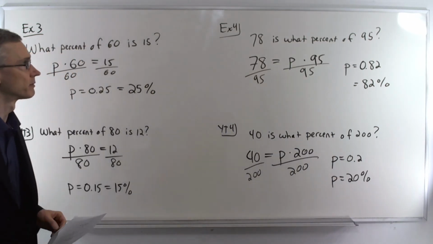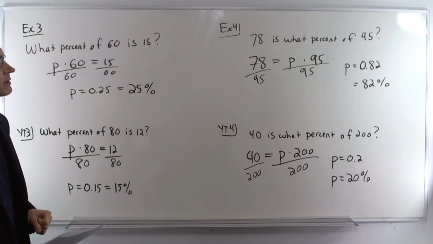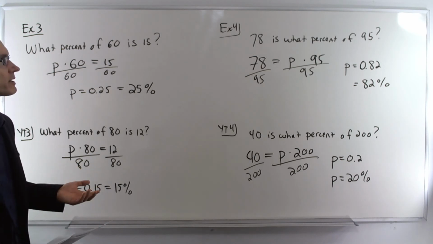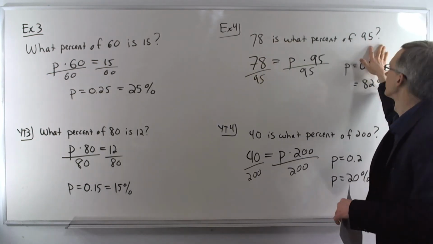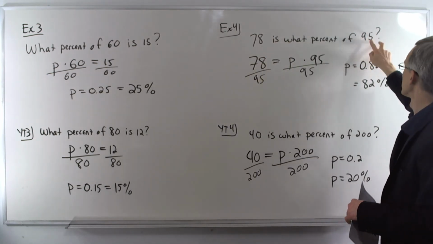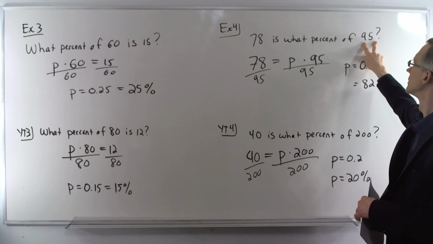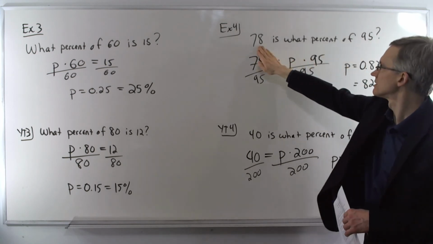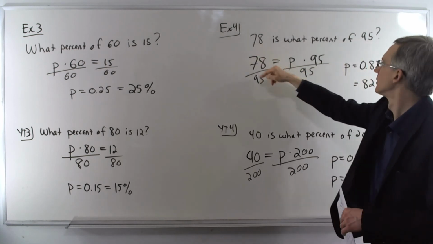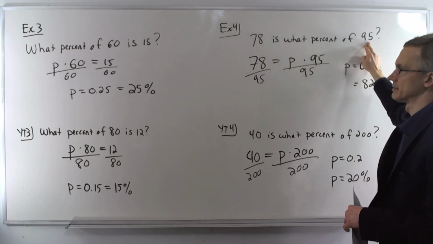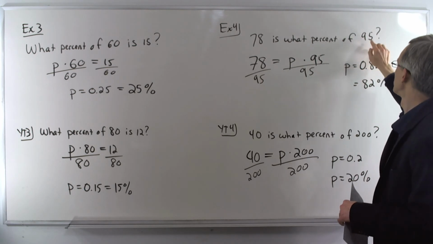Now in each of these problems, we had a base, a part, and a percent. 78 is what percent of 95? 95 is the whole amount, that's the base. And then 78 is a part of 95. So we got part, percent, and base. Think of the base as being the whole.